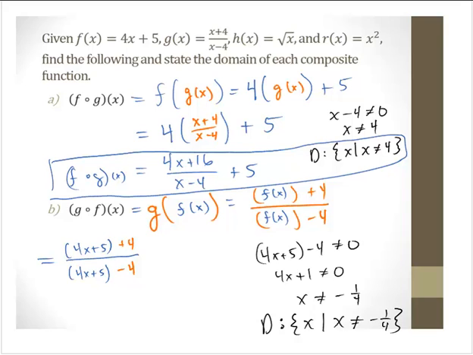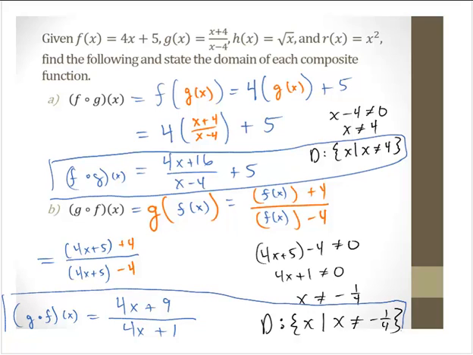And we can simplify the function a little bit and say that g composed with f of x is equal to, let's see, 4x plus 5 plus 4 is 4x plus 9. 4x plus 5 minus 4 is 4x plus 1. So g composed f would give us this function on the stated domain.